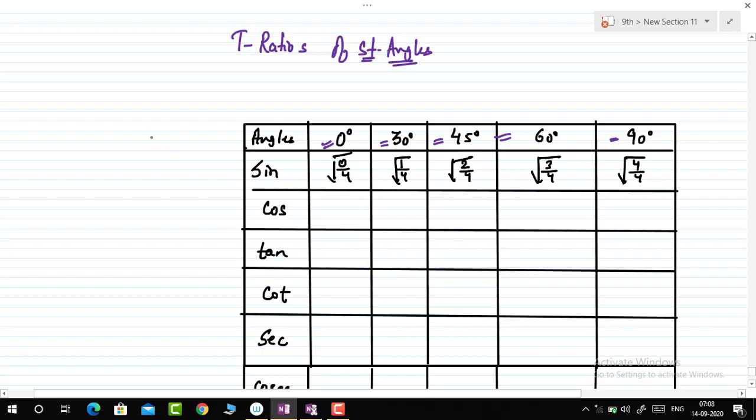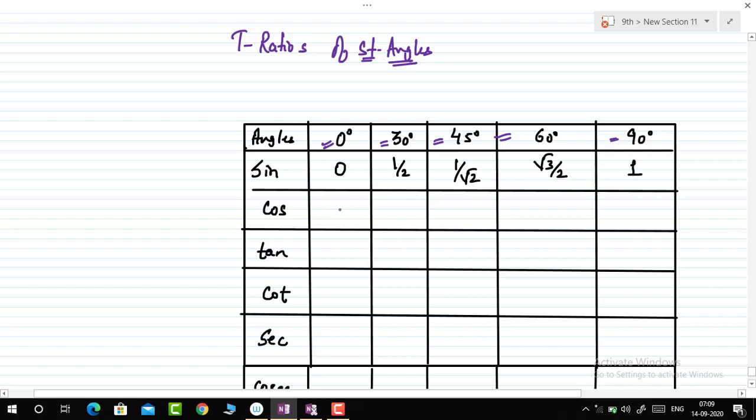So we got 0 upon 4 is 0 and root of 0 will be 0. So sine 0 is equal to 0. Now the root of 1 upon 4 is 1 upon 2. So sine 30 is 1 upon 2. Now this under root 2 upon 4. So 2 upon 4 is 1 upon 2 under root, so it will be 1 upon root 2. Then next root of 3 is root 3 and root of 4 is 2, so it will be root 3 upon 2. And here 4 upon 4 is 1 and root of 1 is 1.